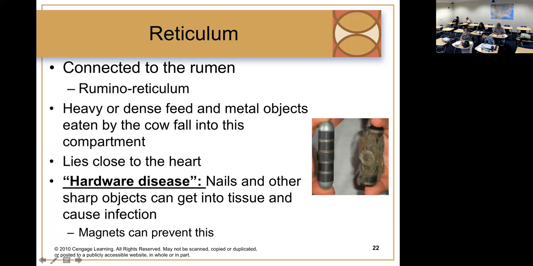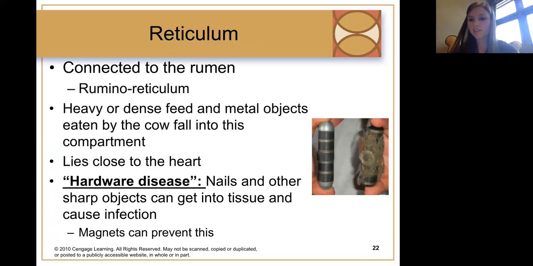So how do you remove it if you found out your cow had eaten something? Like if you know that your cow ate something, how would you get the magnet out?